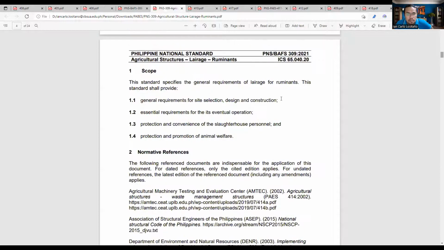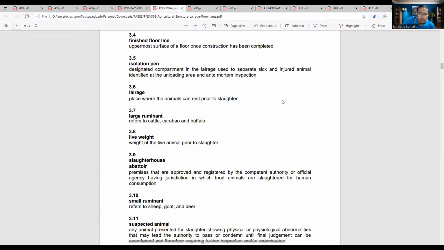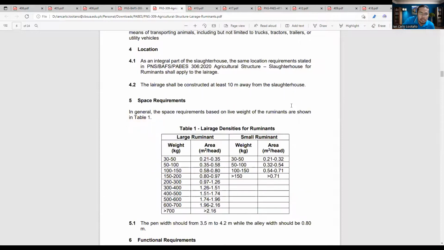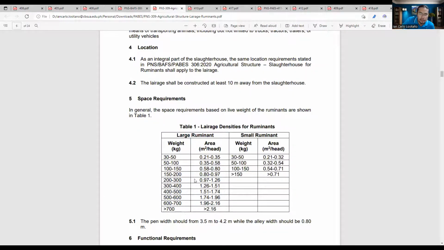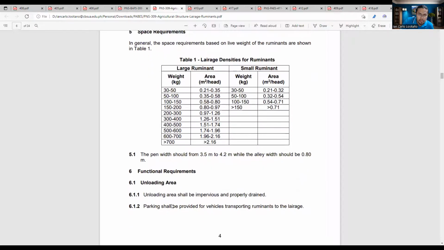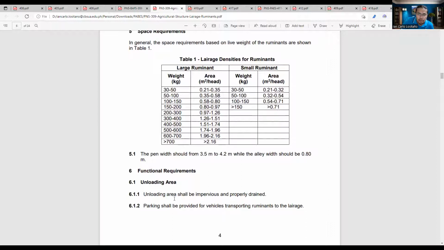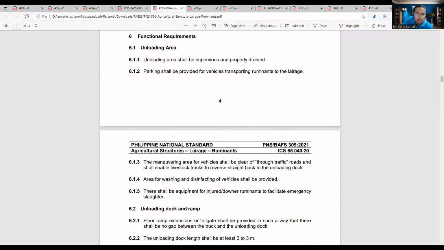For ruminants, this is considering the larger animals. Considering the different kinds of ruminants, the lairage densities are provided in table 1 for the proper selection based on the weight of the animals. So from the smaller hoofed animals such as the goats and the sheep, and also for the bigger ones such as cattle and carabaos. Again, similar portions, parts of a lairage area.